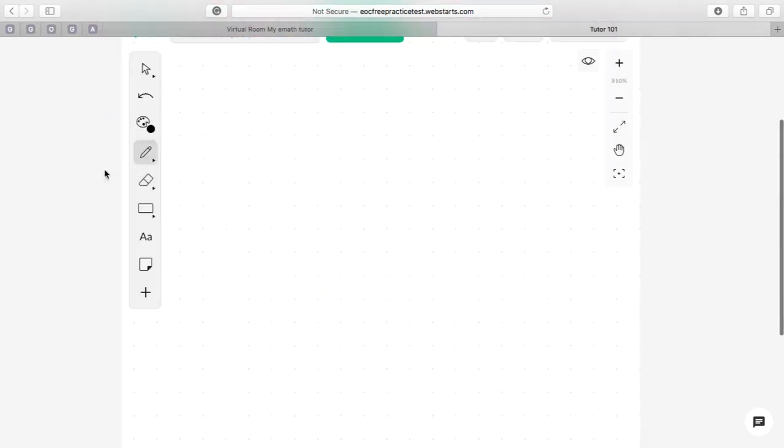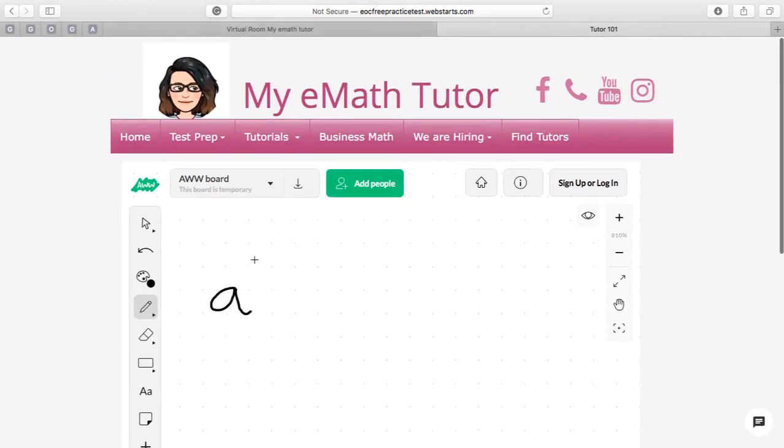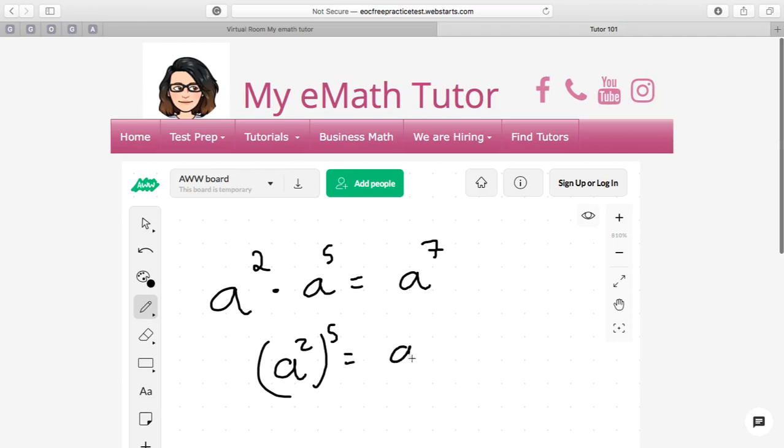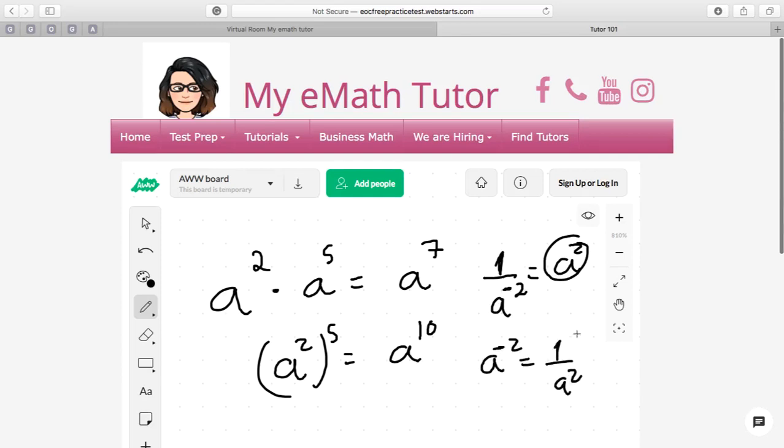So what does that mean? Let's just do it again. If you have, for example, a squared times a to the fifth, this is a to the seventh. But if you have a squared elevated to the fifth, this is equal to a to the 10th. Finally, if you have 1 over, let's say, a to the negative 2, then this guy will come up positive like this. Or if you have a to the negative 2, then you just bring it down and it becomes positive.